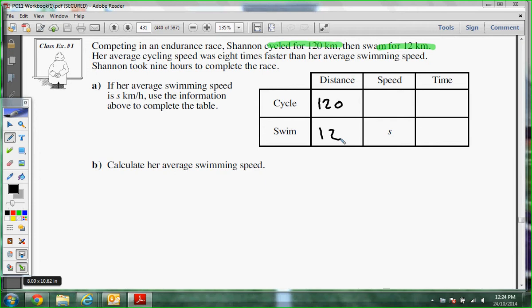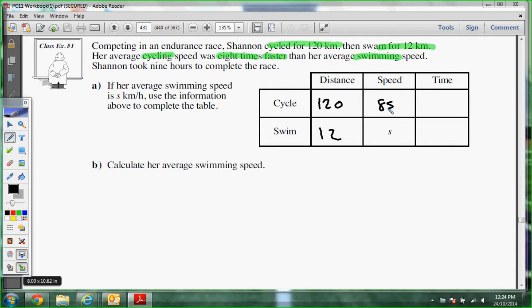Everybody okay so far? So this is where you need to decide what your variable is. We don't know how fast she's going, but we know the relationship. What is the relationship between swimming and cycling? It says right here, her cycling is 8 times faster than her swimming. So if swimming is S, then cycling is 8S. Now we have our distance and speeds labeled.